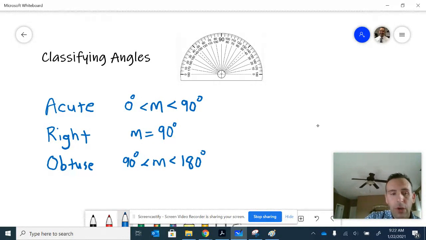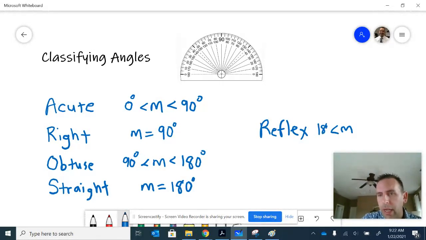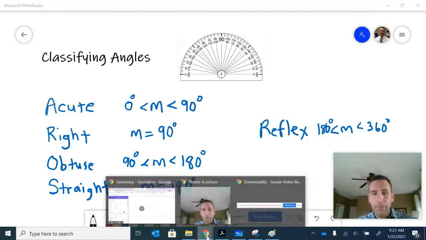Our last major category we're going to call a straight angle. A straight angle is an angle that is exactly equal to the measure of 180 degrees. There are other types of angles. For example, we have something called a reflex angle. Reflex angles have measures that are greater than 180 degrees, but they're less than 360 degrees. Let's take a look at a few drawings of these using GeoGebra.